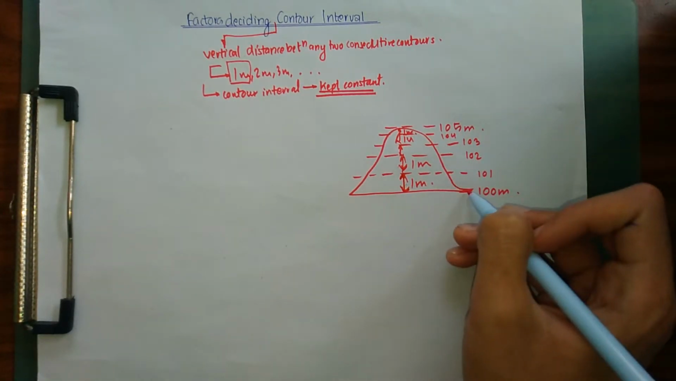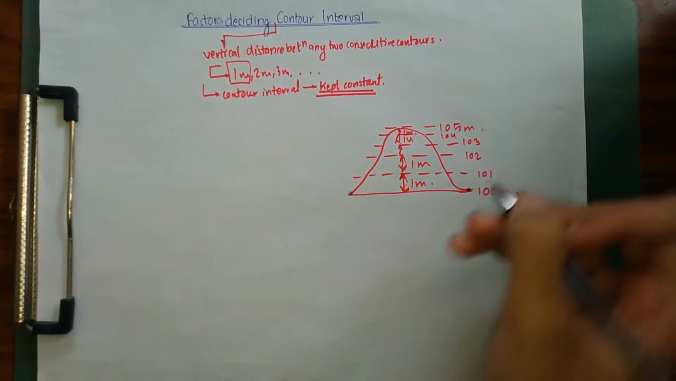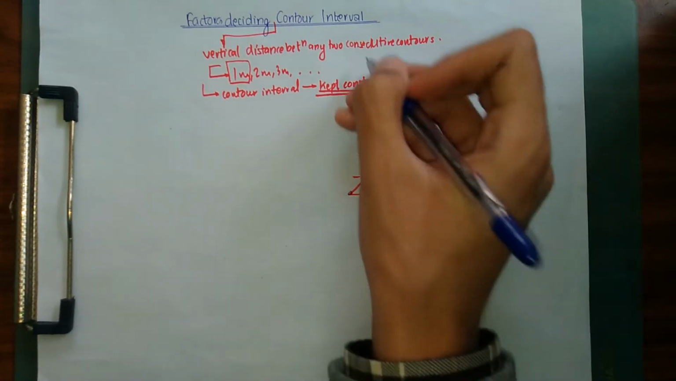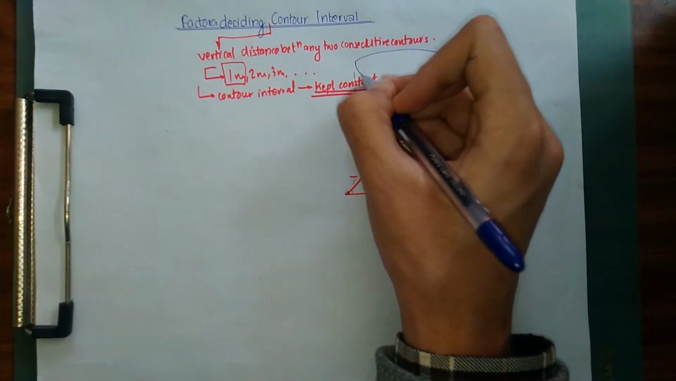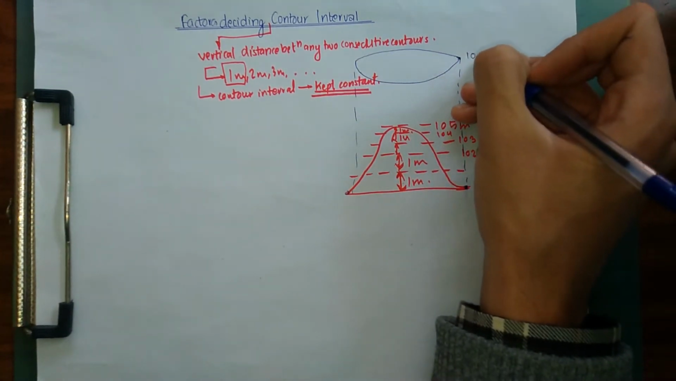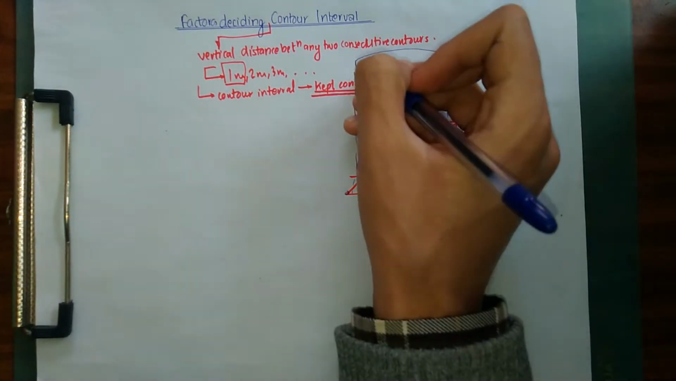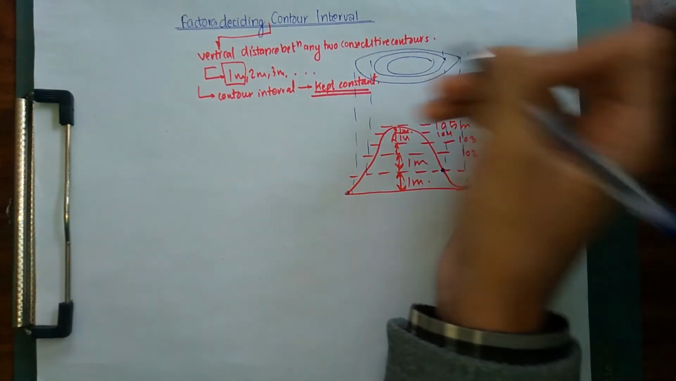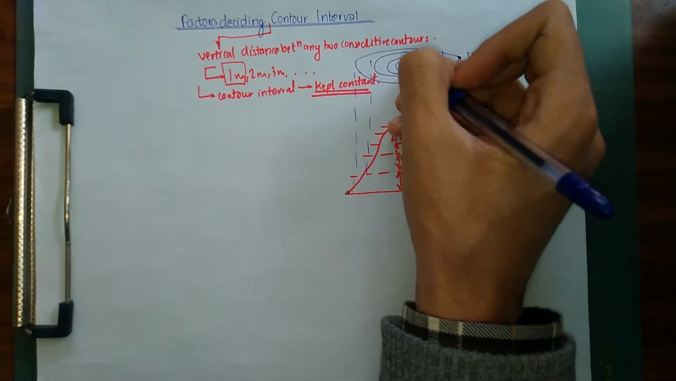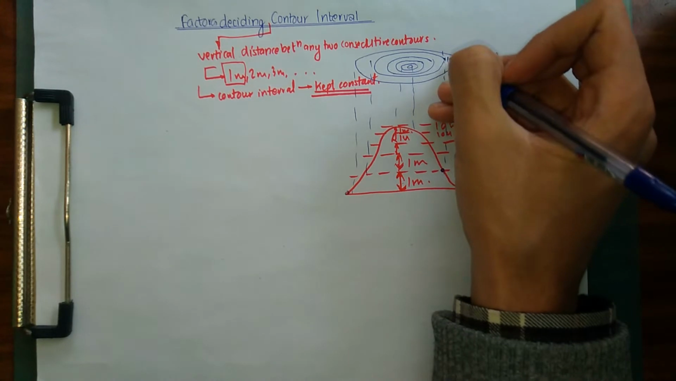So let me draw my contour map. In order to draw my contour map, from this 100 meter mark I'm going to draw my vertical projection this way. This is going to be my first contour of 100 meter, and next I am going to draw my contour of 101 meter, then 102, 103, 104 and 105. 105 is going to be over here. I have drawn it roughly, so you got the concept.